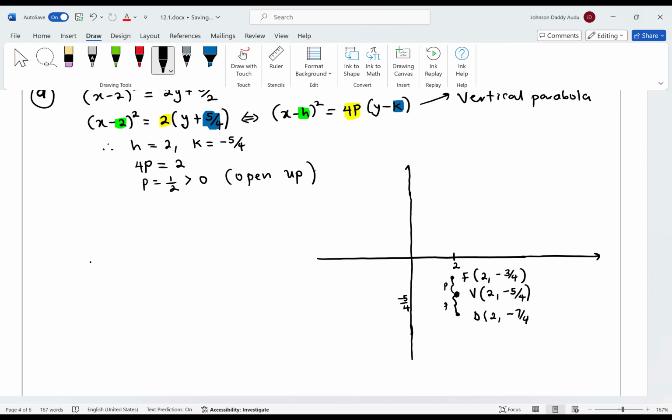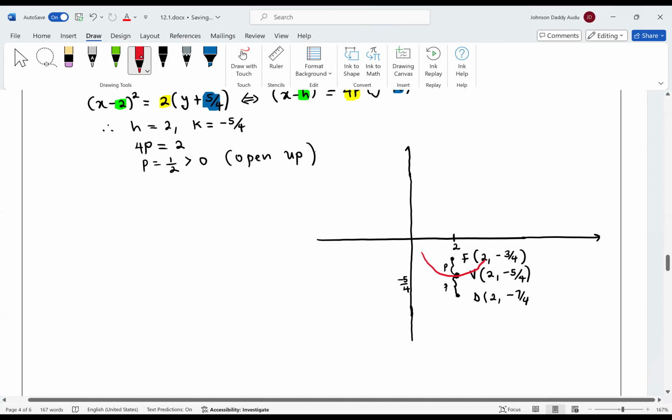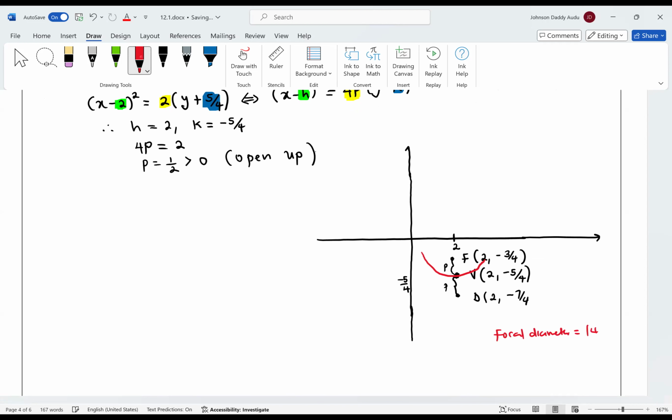All right. But remember, this is going to open up from the vertex. How wide are we going to open up is what we need to check. We know it's going to be something like this through the vertex. To know how wide it opens, we now use the focal diameter. Remember, focal diameter is just 4p, which is 4 times half, which is 2.